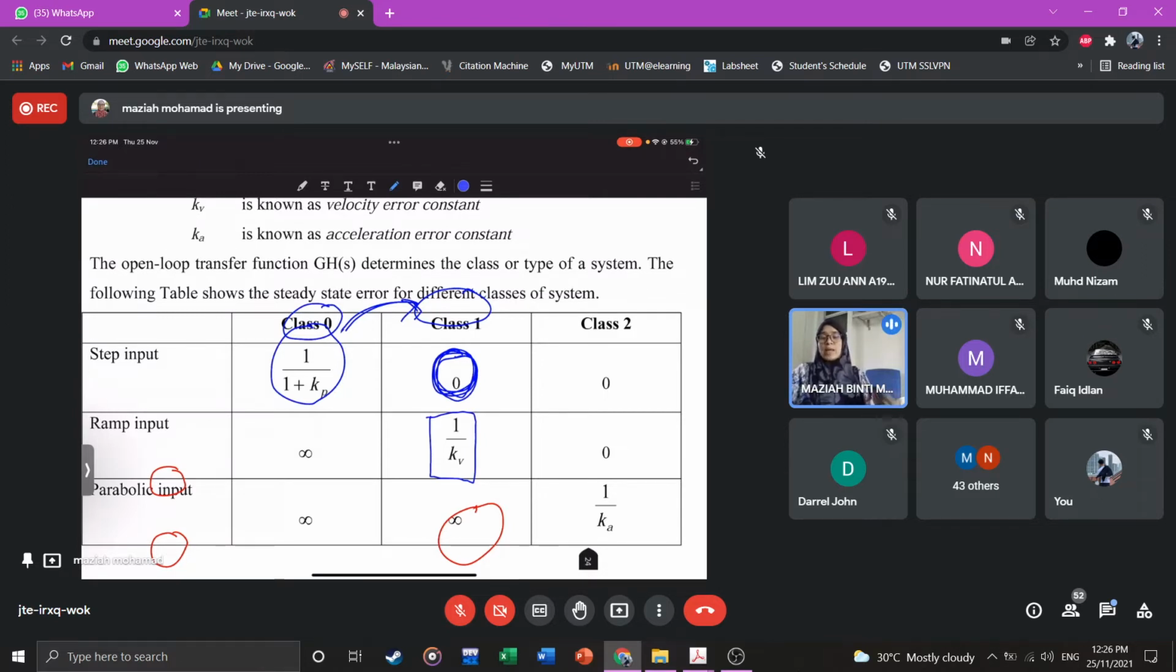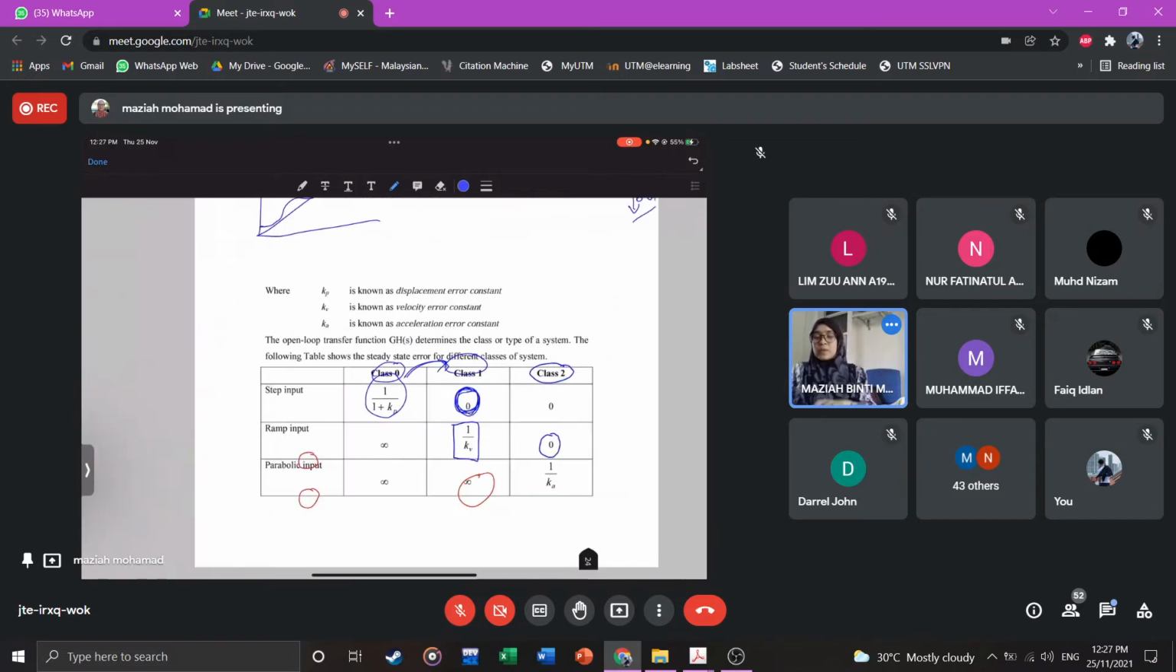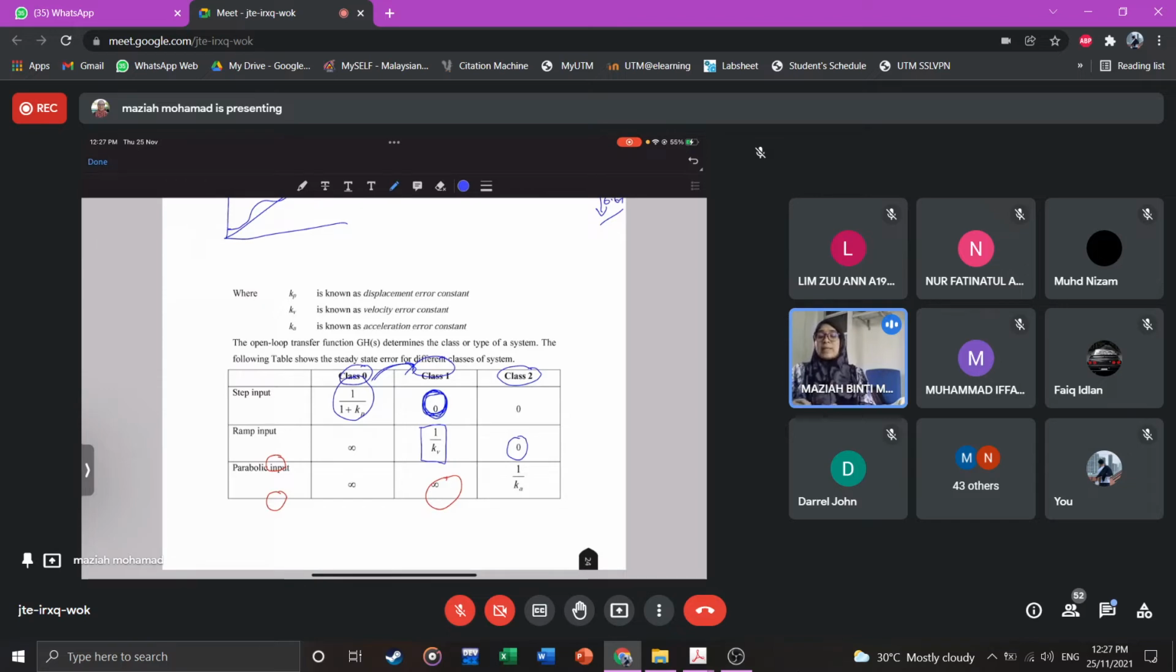In order to eliminate the error for a ramp input, you need to change to class 2. This also can be done by adding integral action. 1 over S will be multiplied with the system, and multiplying by 1 over S, it will become class 2. Therefore we can predict the system will provide 0 error. The same goes for class 2, with error 1 over Ka: you need to change to class 3, so it will give you 0 error. So that is the function of integral action.